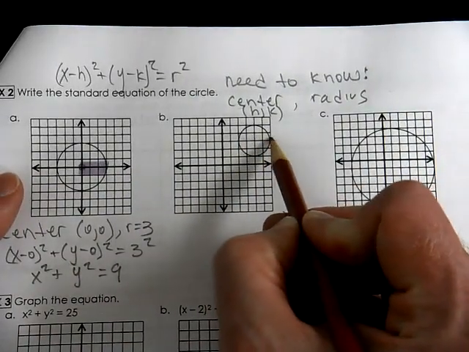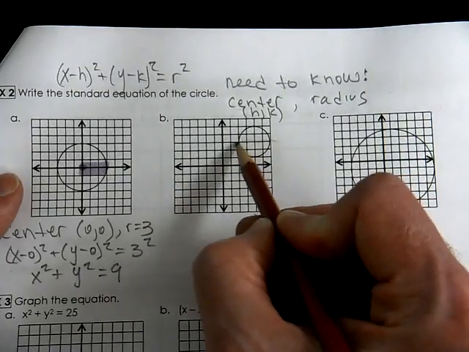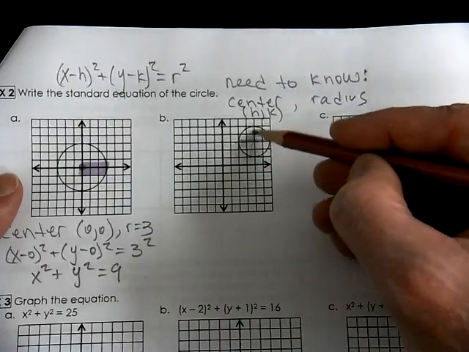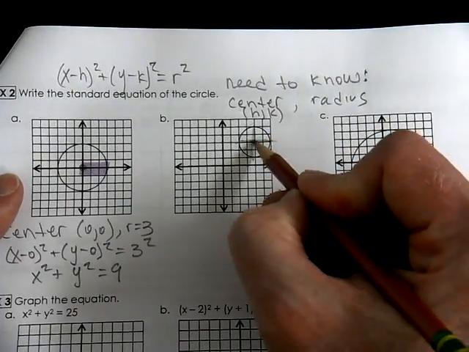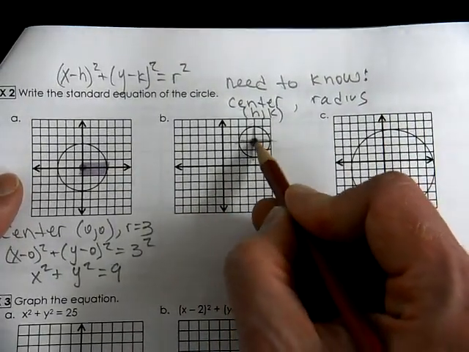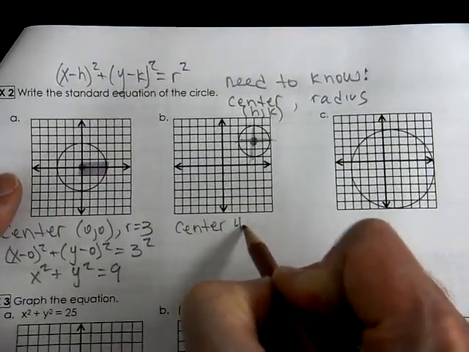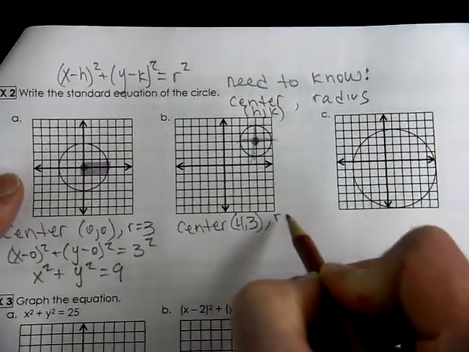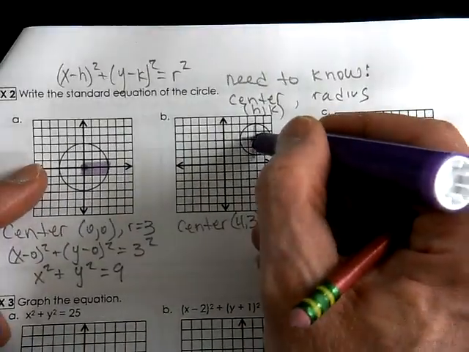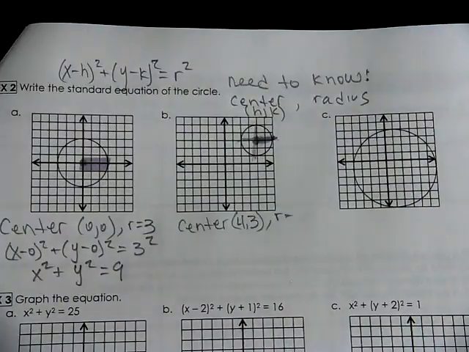Here, I'm trying to figure out where the center is. So you take the widest location and you go across. And then you take the highest point and come down. So my center is right here. 1, 2, 3, 4, 1, 2, 3. So my center is 4, 3. And my radius, the distance that it takes to get to the side, looks like 2.